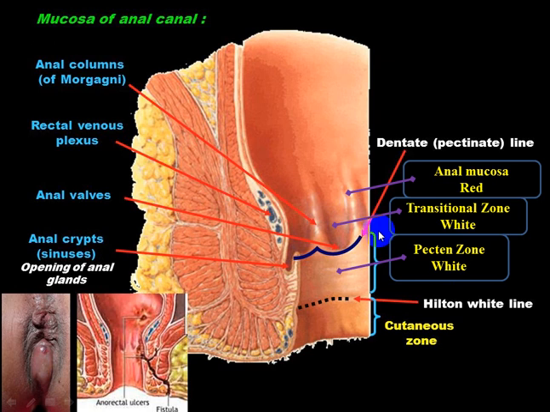This diagram shows all these zones. Besides that, there are the anal crypts and sinuses. As we said, the anal glands secrete mucin for lubrication at the sinus, and then to the anal valve, to lubricate the mucosa.